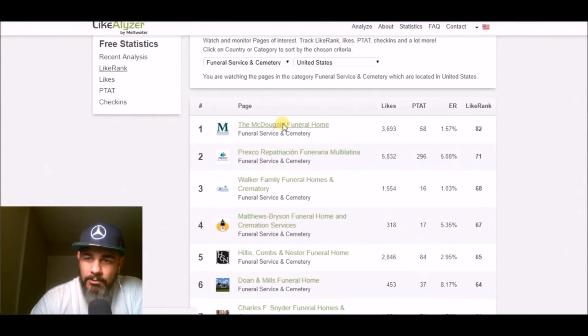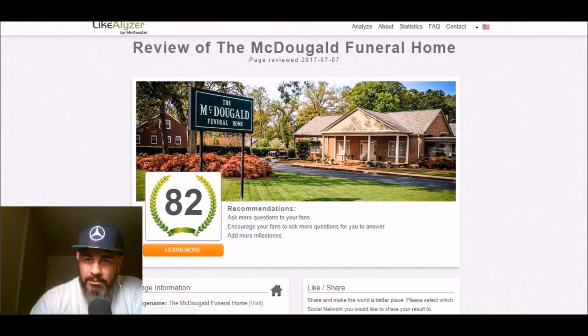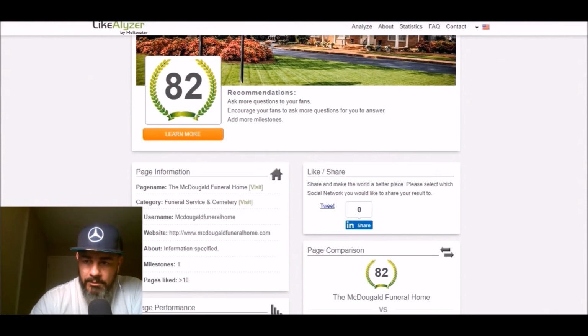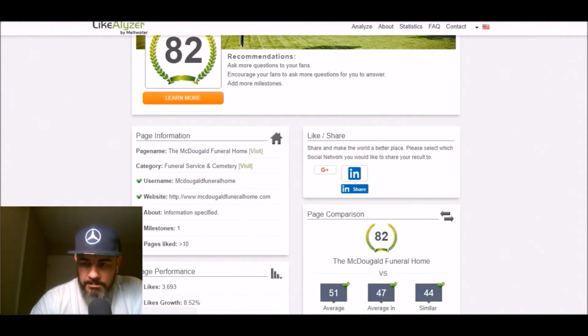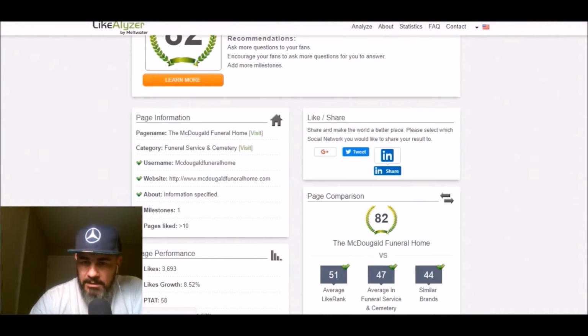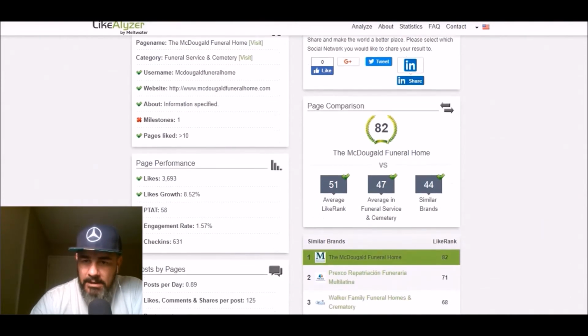It's got an 82 score. I'd say the average in this category is probably going to be about a 50. So 82 is pretty good. And this is the Likealyzer software review of it right here, if you've never used that. It's going to tell you that they picked out their page name. They've got a website. The average in funeral is 47. Like I said, I figured it to be about a 50.